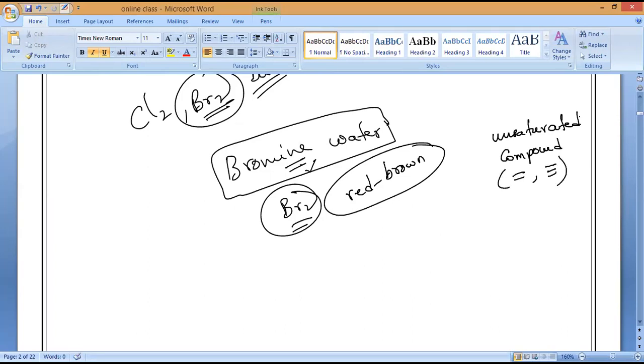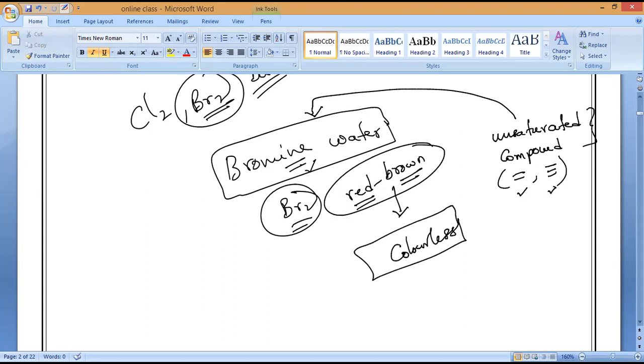If any unsaturated compound which contains a double bond or triple bond is mixed with bromine water, what is the color of the bromine water? Red brown color. It will turn colorless. This is the test we use to identify unsaturated compounds. The red brown of bromine water turns colorless, indicating that unsaturated fats are present. That is why when we are testing oil quality, either cooking oil or butter, we can easily do it by the bromine water test.